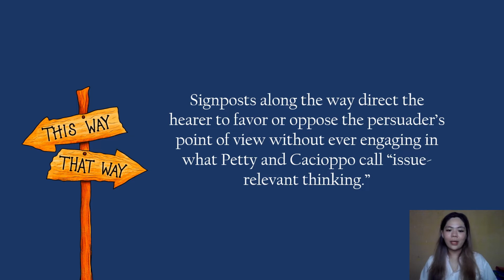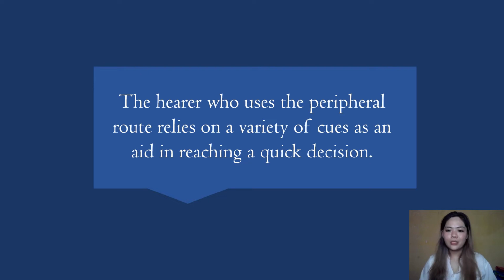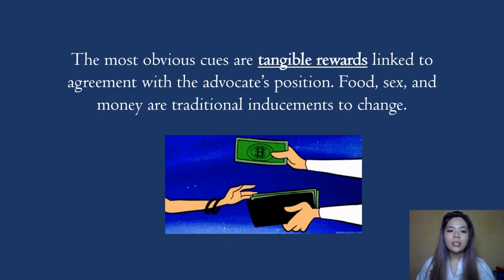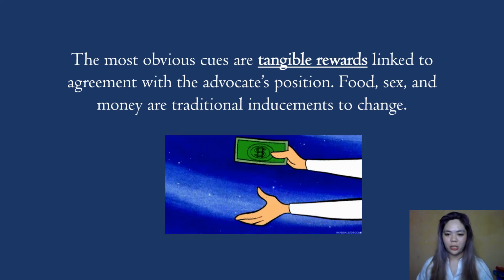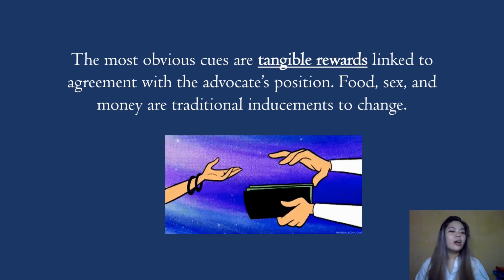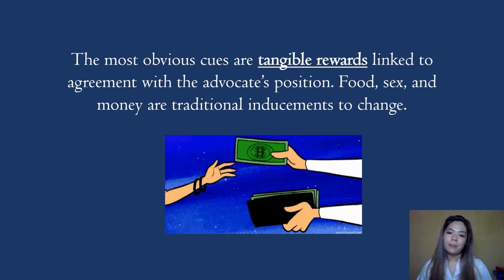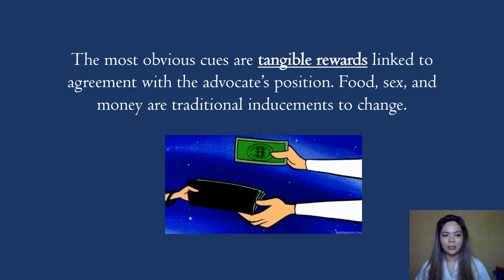Signposts along the way direct the hearer to favor or oppose the persuader's point of view without ever engaging in what Petty and Cacioppo call issue-relevant thinking. As explained earlier, the hearer who uses the peripheral route relies on a variety of cues as an aid in reaching a quick decision. The most obvious cues are tangible rewards linked to agreement with the advocate's position. Food, sex, and money are traditional inducements to change. In simpler terms, you are bribing the people to support your cause.